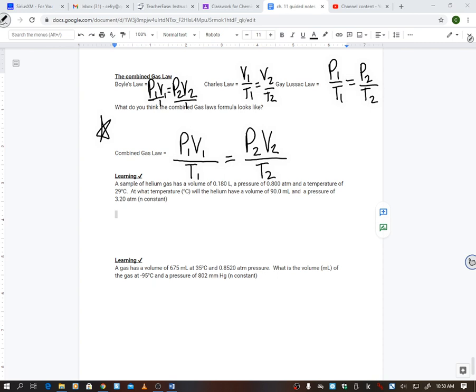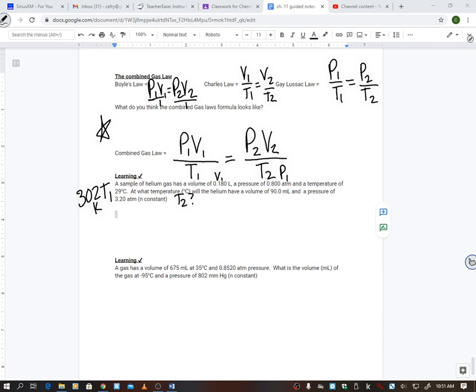A sample of helium gas has a volume, right away I'm like, there's my V1, of 0.180 liters, a pressure, there's my P1, 0.8 atm, and a temperature, there's my T1, of 29 degrees Celsius. Now remember, we have to have Kelvin, so that is really 302 Kelvin. At what temperature? So right away I know I'm looking for my final temperature. Will the helium have a volume of 90 milliliters?